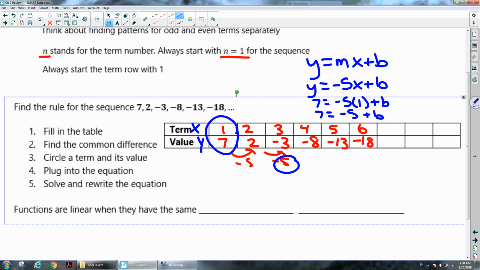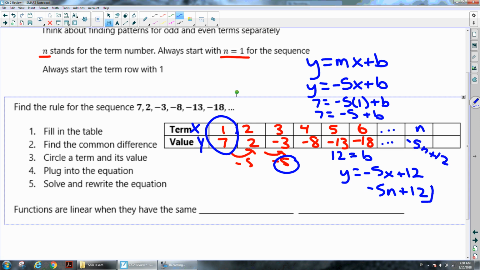When I add 5 to the other side, I'll just move it down here. 12 is b. So your equation is really y equals -5x plus 12. In this case, though, we were using n values, so you could just say -5n plus 12 if you were looking for the nth term. Okay.